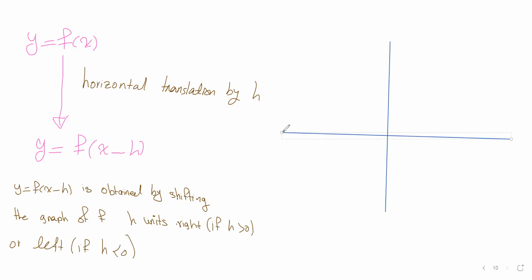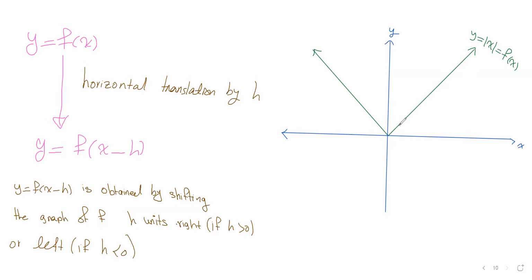Again, let's just look at our simple example, or you can look at any function. Do you remember the graph of absolute value of x? Anyone remembers the absolute value of x function? So this is the graph of absolute value of x. Now let's do absolute value of x minus 1. Your h is 1, which is positive, so you go to the right.